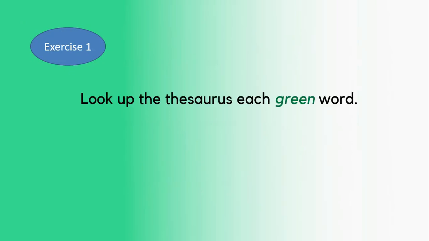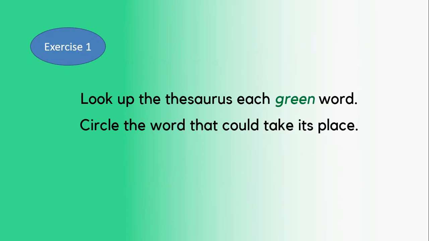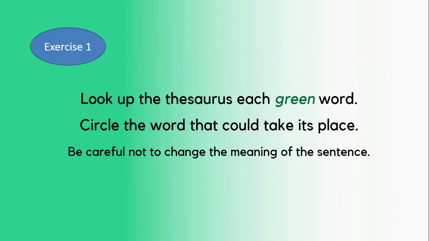Okay, let's see our exercise. Pay attention to this instruction. Look up the thesaurus for each green word. Circle the word that could take its place. So you need to replace the green word in each sentence without changing the meaning of the sentence. You should change it with the synonym that really shows the previous meaning. Okay.